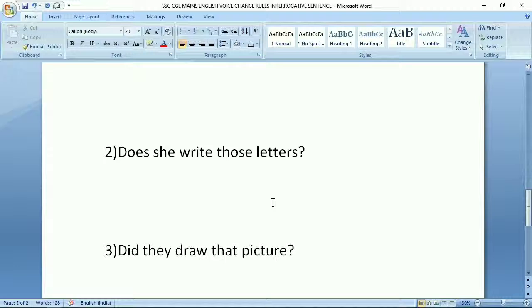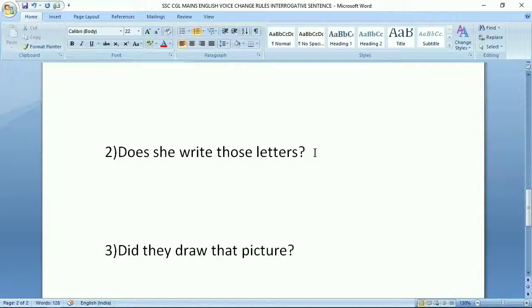Now the second sentence. Again this interrogative sentence is in active form, and it begins with does. That means this sentence is also given in simple present tense. The structure is does plus subject she plus write, the main verb, and after the main verb you can easily find the object, which is those letters, in plural form.